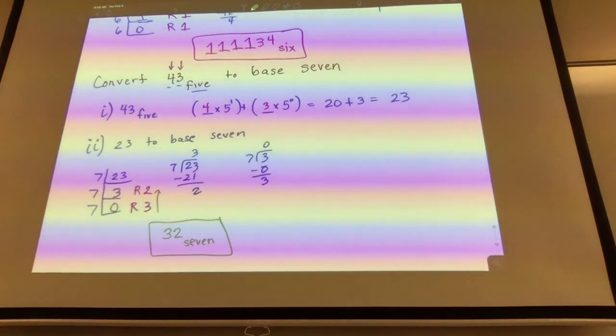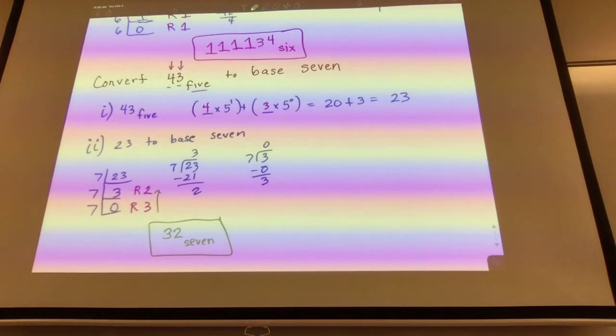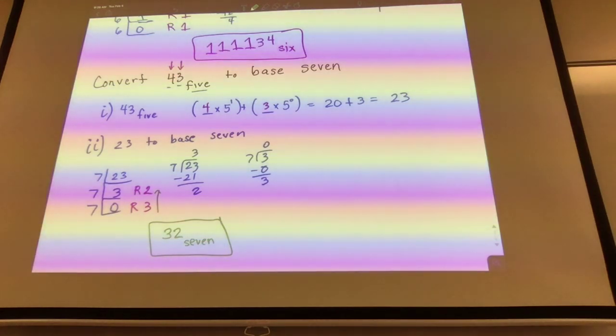If you're given something that's other than base 10, we got to convert it to base 10 first, get that value, and then use this process to convert it to any of the other bases.